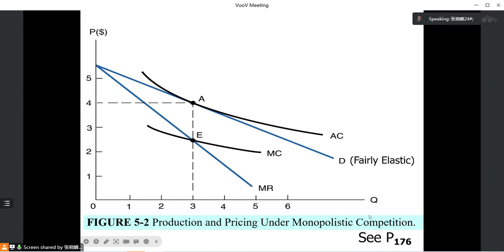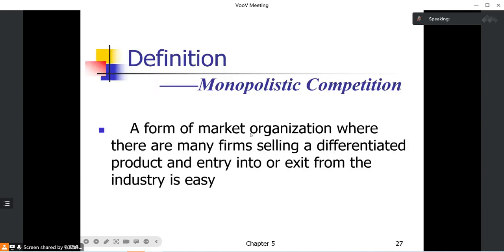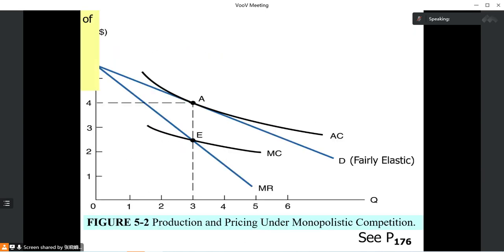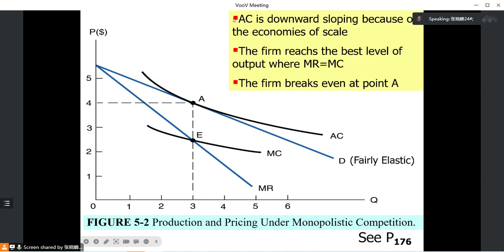And in monopolistic competition, we can see that they provide differentiated products. How? We can see that AC is downward sloping because of the economies of scale. We can see the economies of scale.